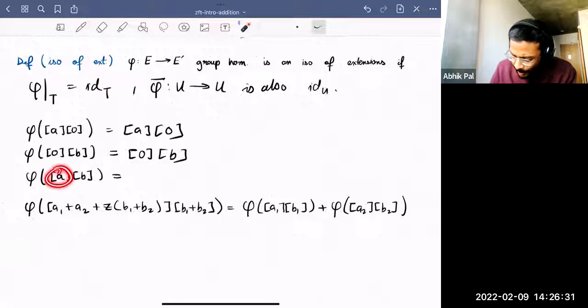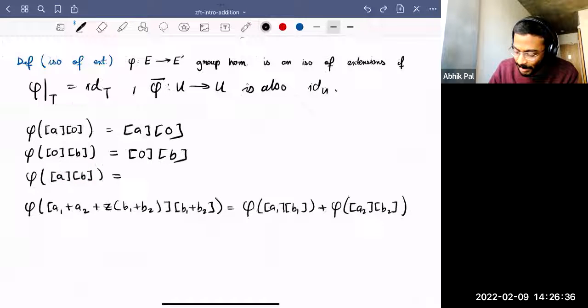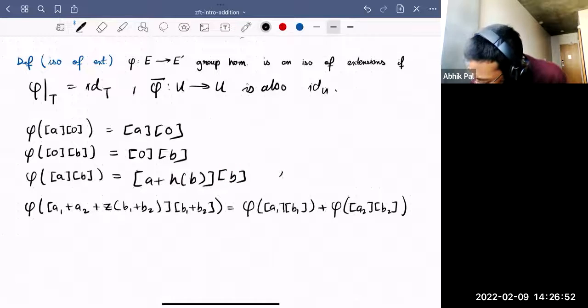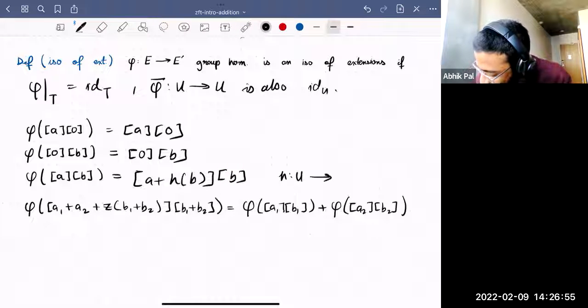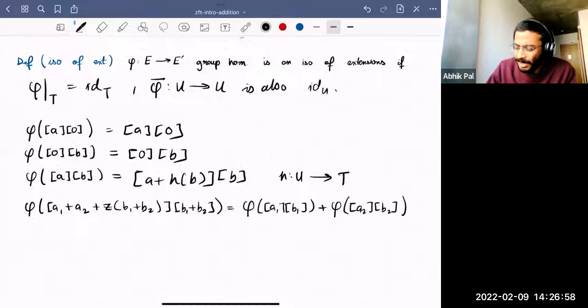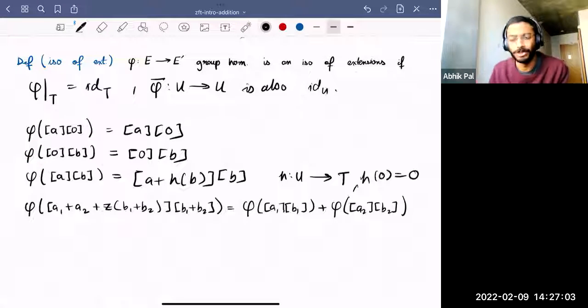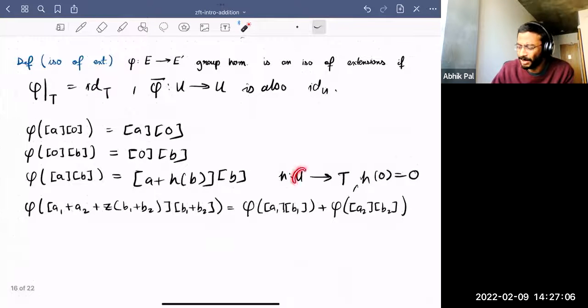But now if I have any 2-digit number in this setup, I'm forced to send B to itself, but now I can maybe add something to my tens place. And this addition will depend on whatever this units digit is. So this addition is happening from some map that is going from U to T. And note that these two conditions force us to send 0 to 0. So we can't start with any map that is going from U to T. We must start with a map that is sending 0 to 0.